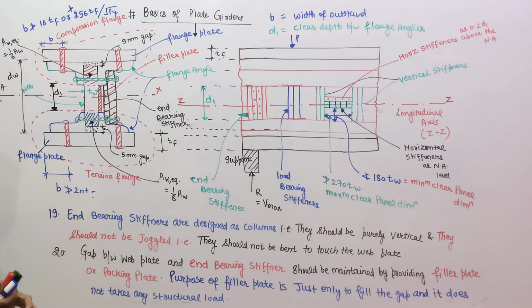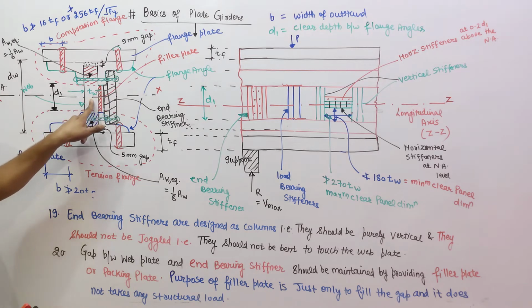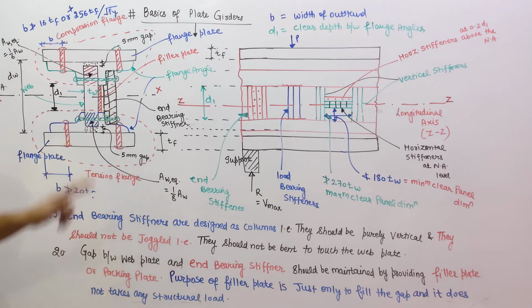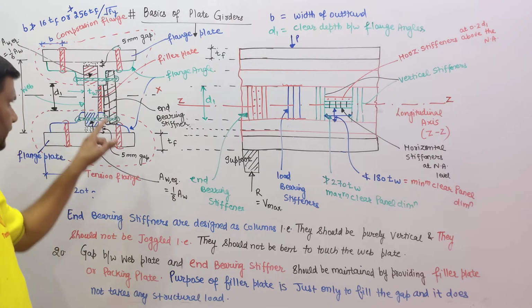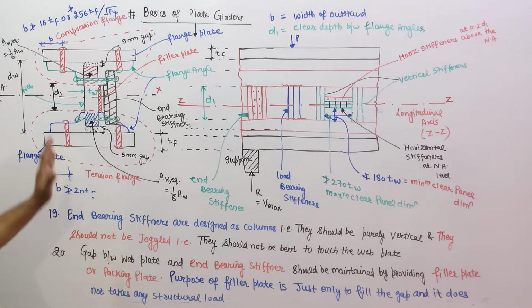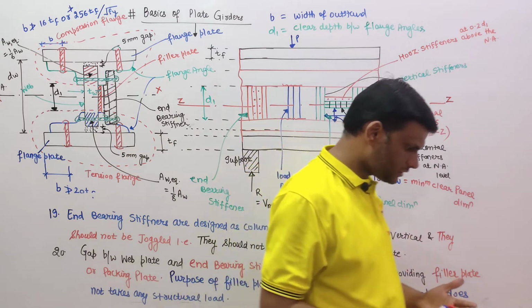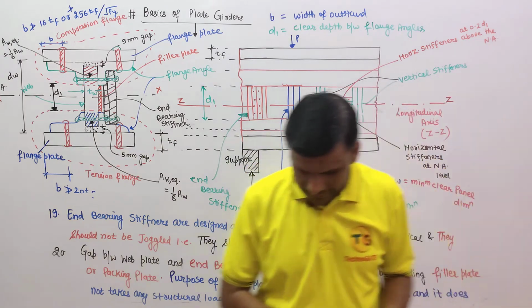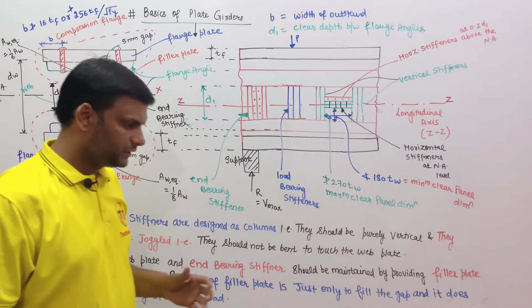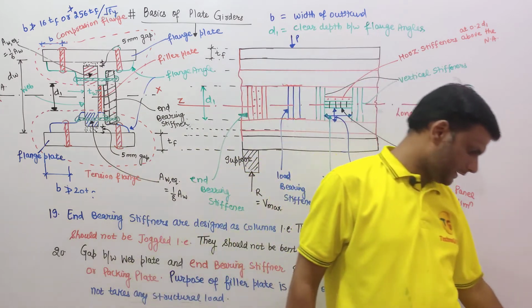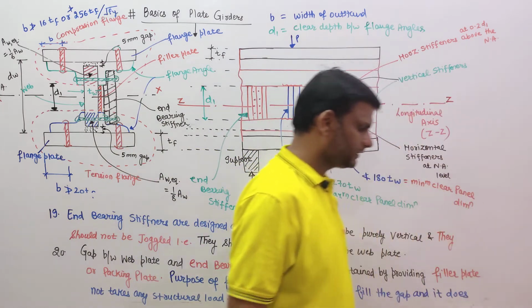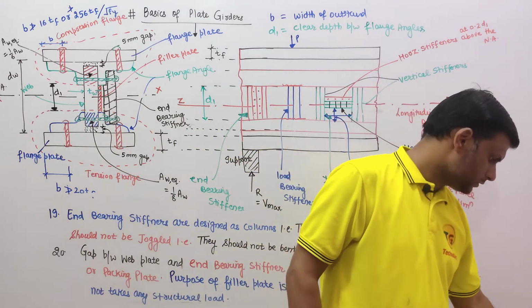So the gap between the web plate and the filler plate, end bearing stiffness should be maintained by providing the filler plate or the packing plate. The purpose of packing or the filler plate is just only to fill the gap, and it does not take any kind of structural load.